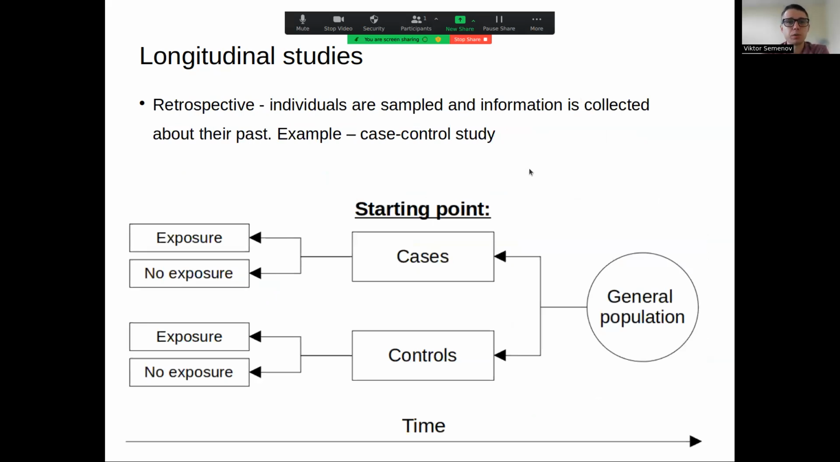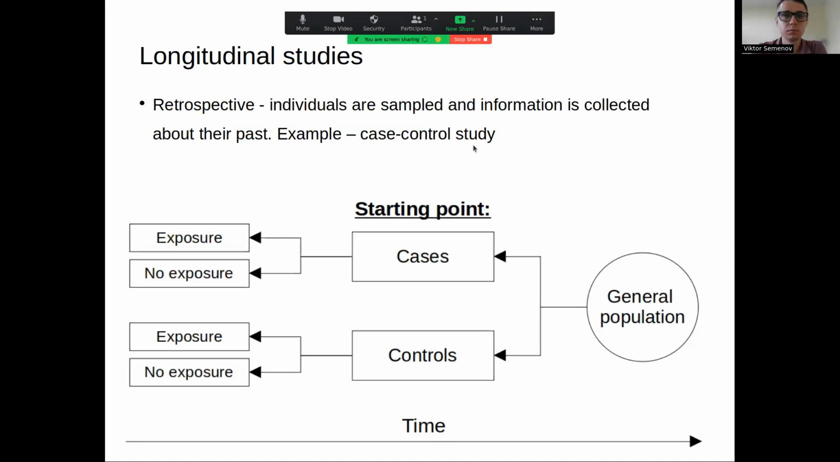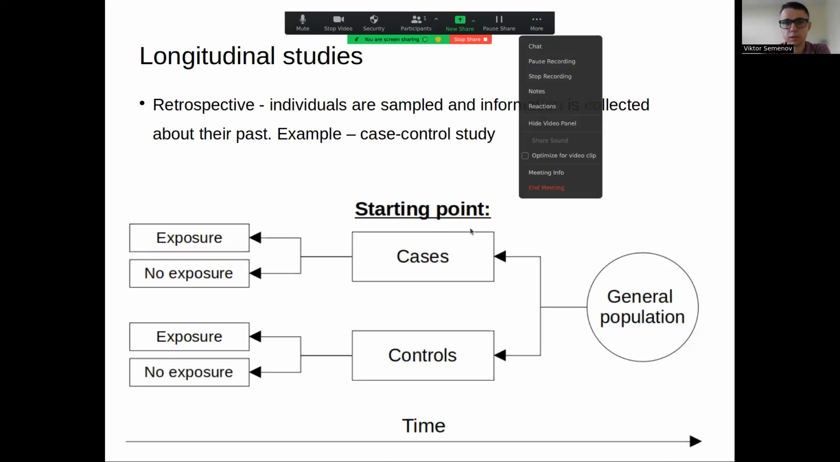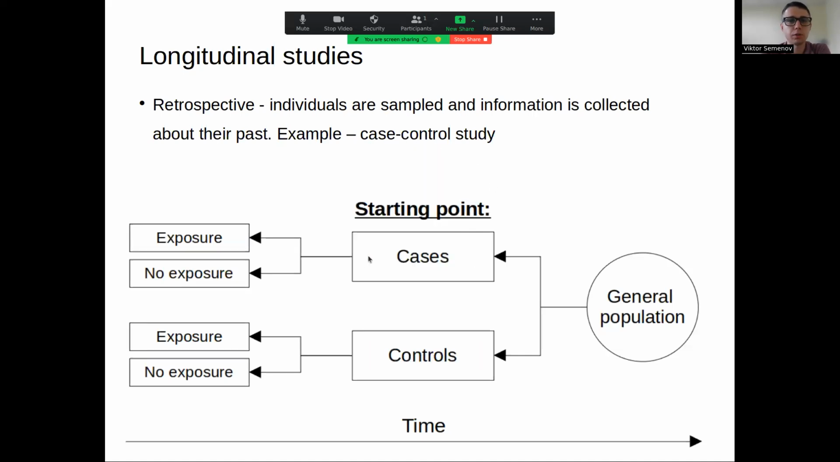So we proceed with longitudinal studies. The next one is retrospective studies, when individuals are sampled and information is collected about their past. One of the classical examples is a case control study.